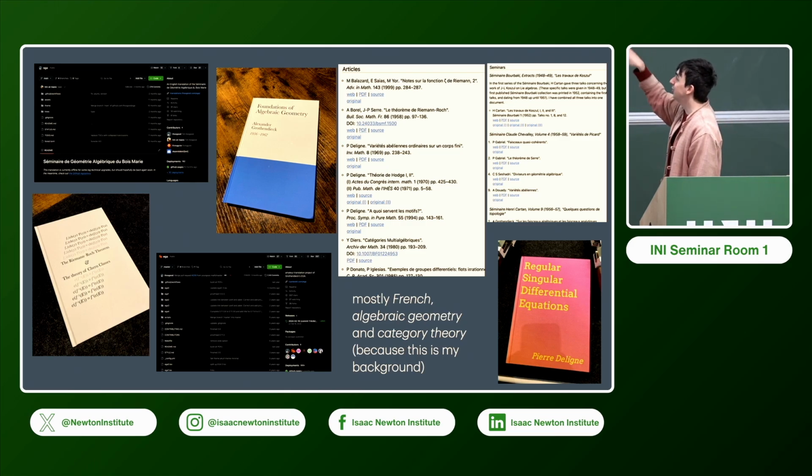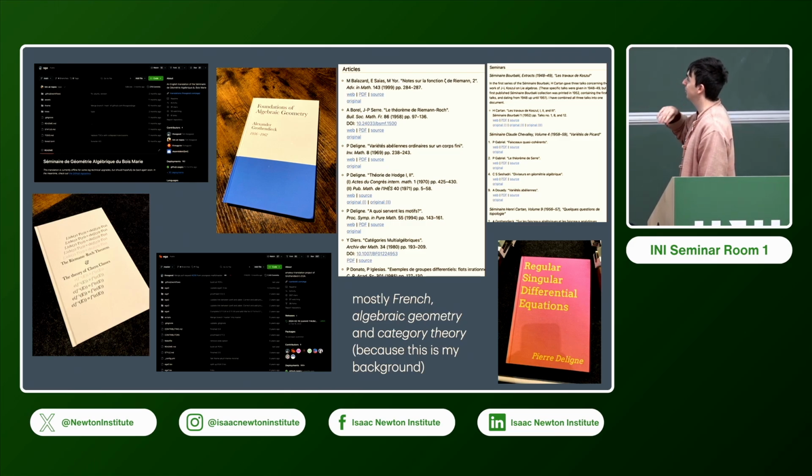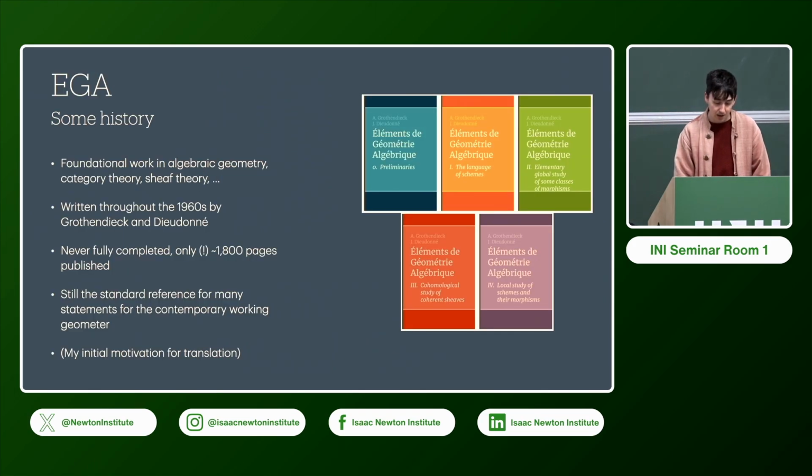So I've done mostly French translations, mostly algebraic geometry and category theory, because this is what my PhD was in. I was in France doing algebraic geometry and category theory. So I've done some articles, letters, seminars, books, or whatever. Some of them are community translations, as we'll see. Some of them have been individual translations. Some of them have been working with the author. Some of them have very much not been. So I just wanted to talk about some of these.